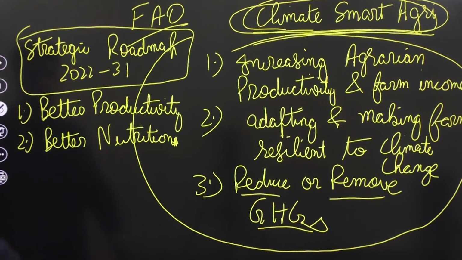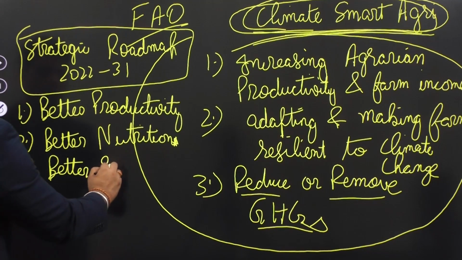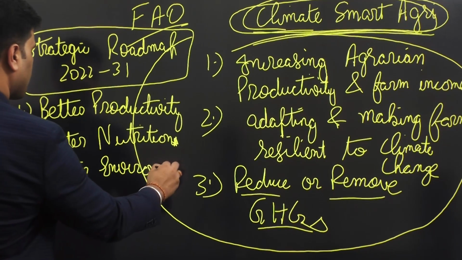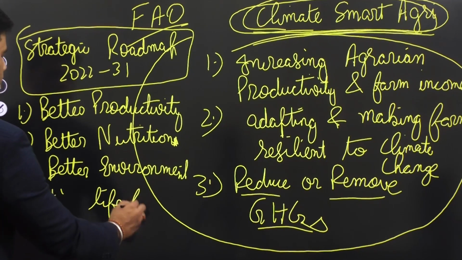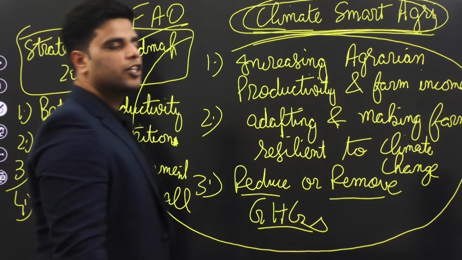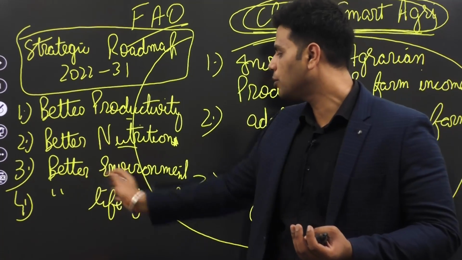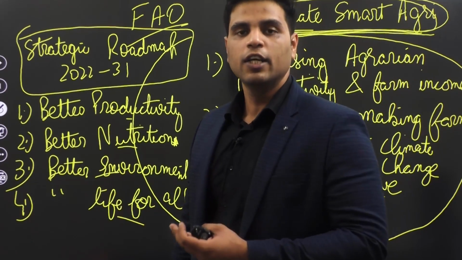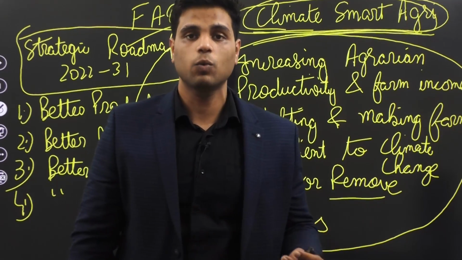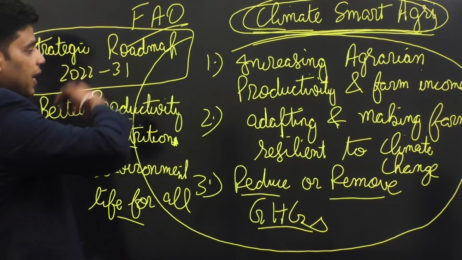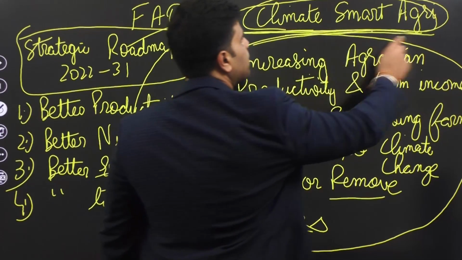Then, better environment, and 4th is better life for all. So they say that the strategic roadmap of FAO comes with 4 betters: better productivity, better nutrition, better environment, better life for all. So this is actually a requirement, not just for India, for all countries in the world, right? So that is why sustainable agriculture is important. Now, your sustainable agricultural practices should align themselves with climate smart agriculture.